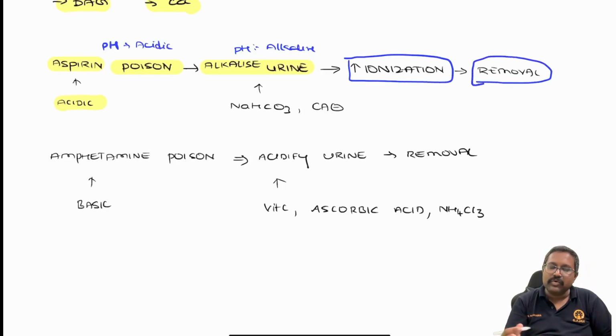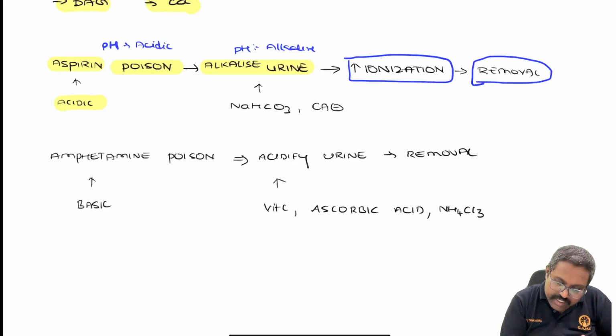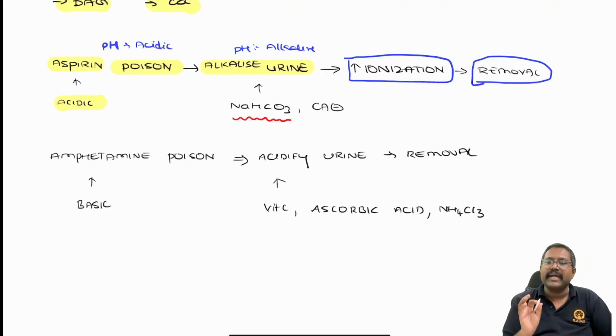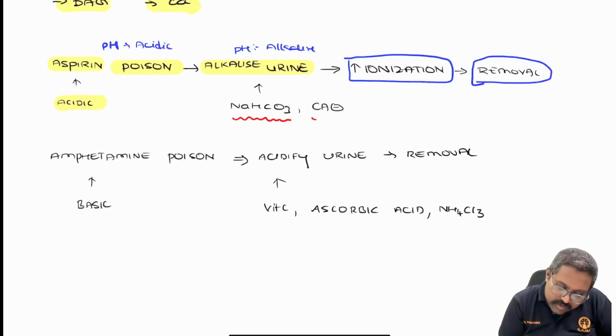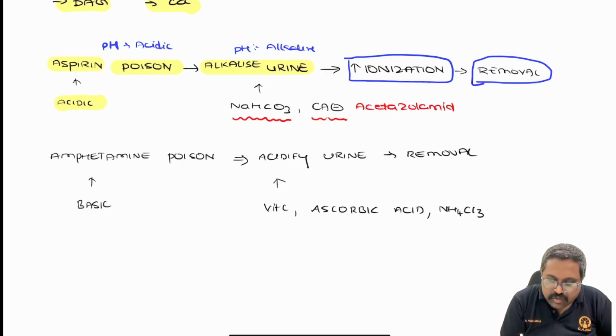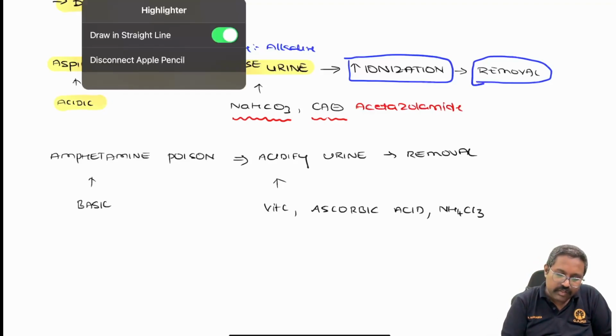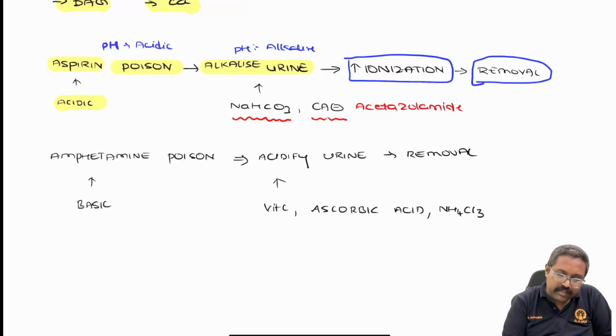through the kidney in urine. What are the agents which are used for alkalinizing the urine? Here is the key concept. To alkalinize the urine, you use sodium bicarbonate, or you can use a carbonic anhydrase inhibitor like acetazolamide. So to treat aspirin poisoning, you will be using sodium bicarbonate or the carbonic anhydrase inhibitor.